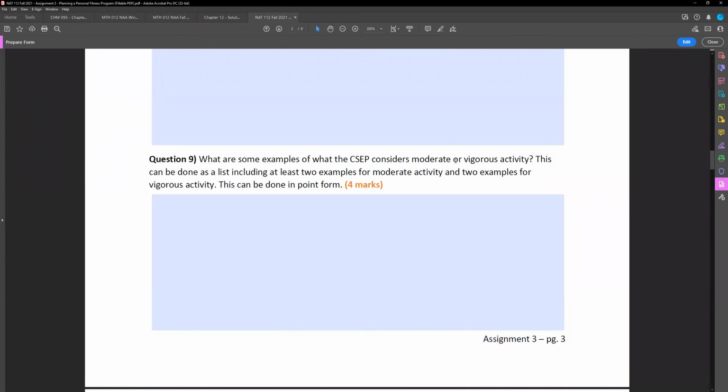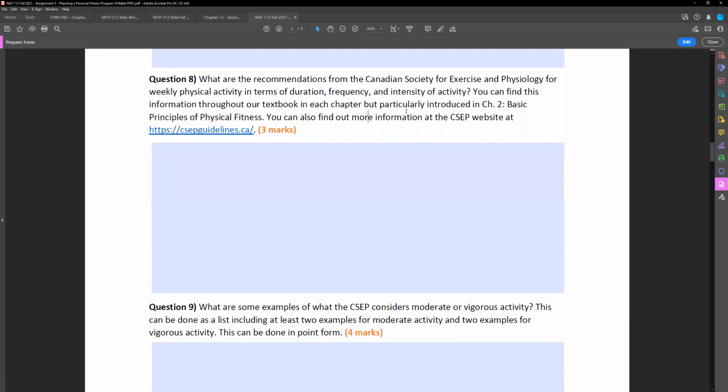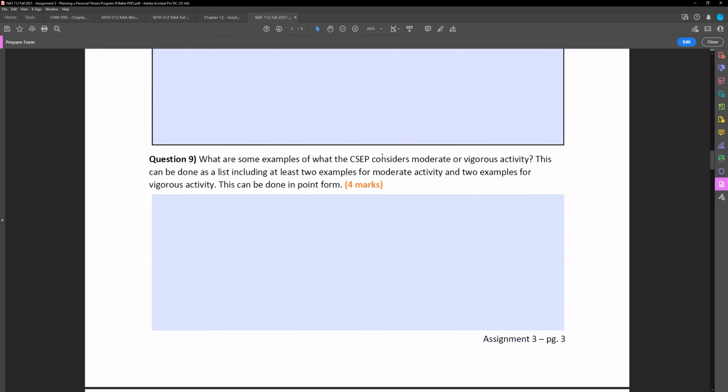What are some examples of moderate or vigorous activity? Well, there's literally a table in one of the chapters, chapter 2, Basic Principles of Physical Fitness, which I've told you gives you some examples. I just want you to identify 2 examples of moderate and 2 examples of vigorous activity, because those might come into play for planning your exercise. So far, none of these things required you to go do external research or write a big thesis. It's just short written answers to stuff from our textbook.